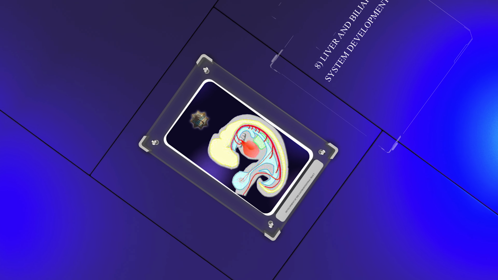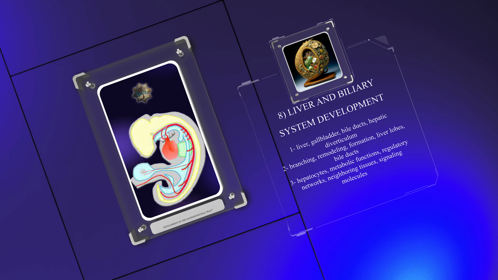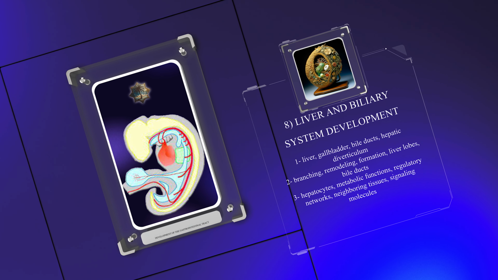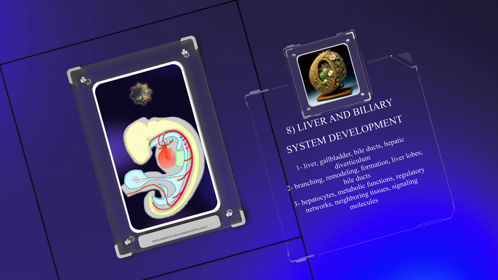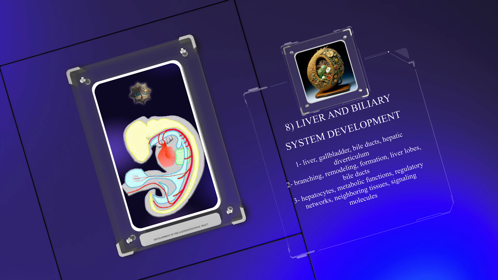The liver, gallbladder, and bile ducts develop from the hepatic diverticulum. This process involves branching and remodeling, resulting in the formation of liver lobes and bile ducts. Hepatocytes acquire metabolic functions through intricate regulatory networks and interactions with neighboring tissues and signaling molecules.